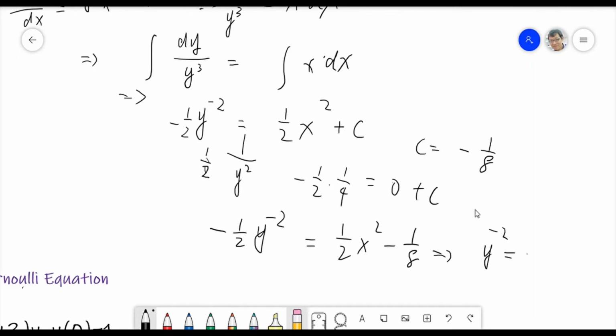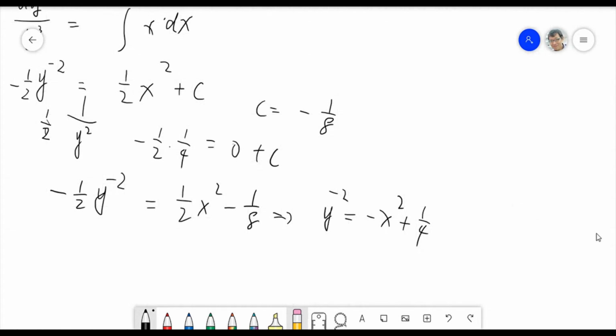So it equals negative x squared, then plus 1/4. So this is already simplified. You may say not really. So what can we write in here?